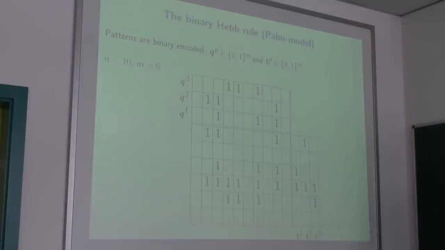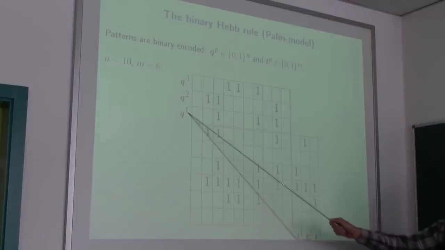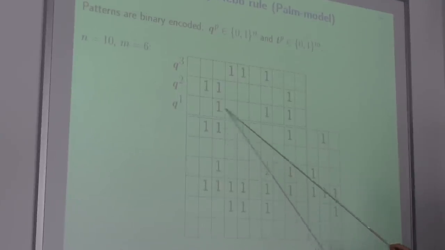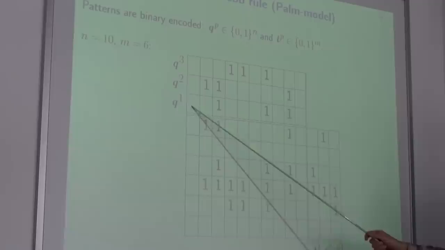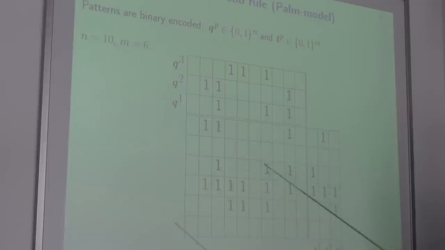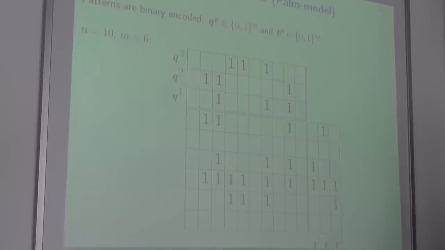It is the same matrix multiplication memory we just had, but with binary inputs and outputs. So the input vectors, the q1, q2, and so on, are just binary vectors. To make it simpler, in such a vector there are zeros and ones, and I just draw the ones here, and all the empty fields correspond to zero values.